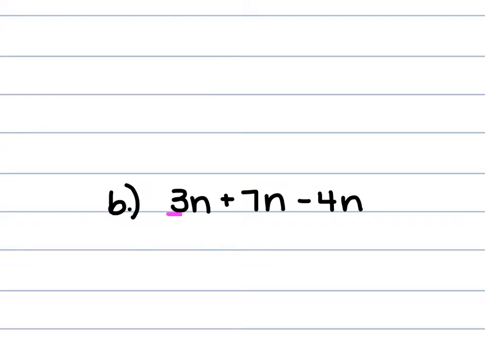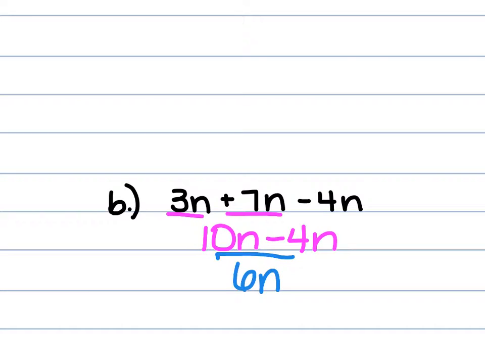For B, we have 3n plus 7n minus 4n. They're all like terms, so do the 3n plus 7n first to give us 10n minus 4n. The 10n minus 4n is then 6n.